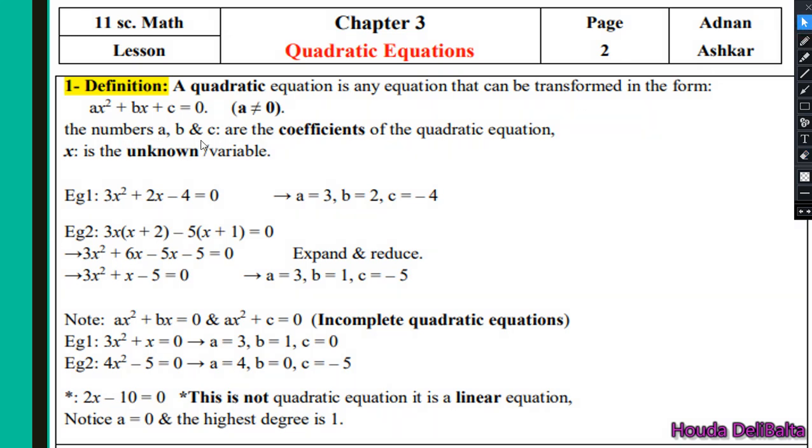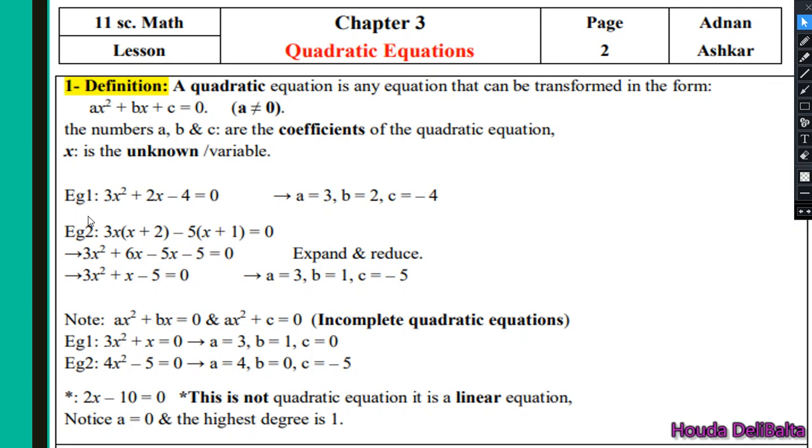Now the numbers a, b, and c, which are the coefficients of the quadratic equation, are always real numbers. They can be decimals, they can be negatives, they can be radicals, and so on. And x is the unknown or the variable, as you know. Usually in equations, the unknown is named x, and our aim is always to solve the equation in order to find x.